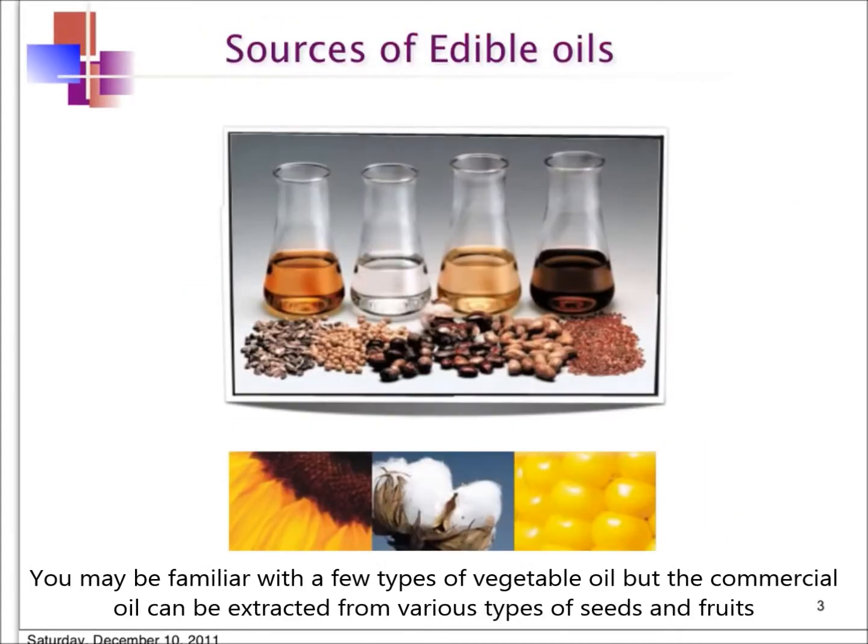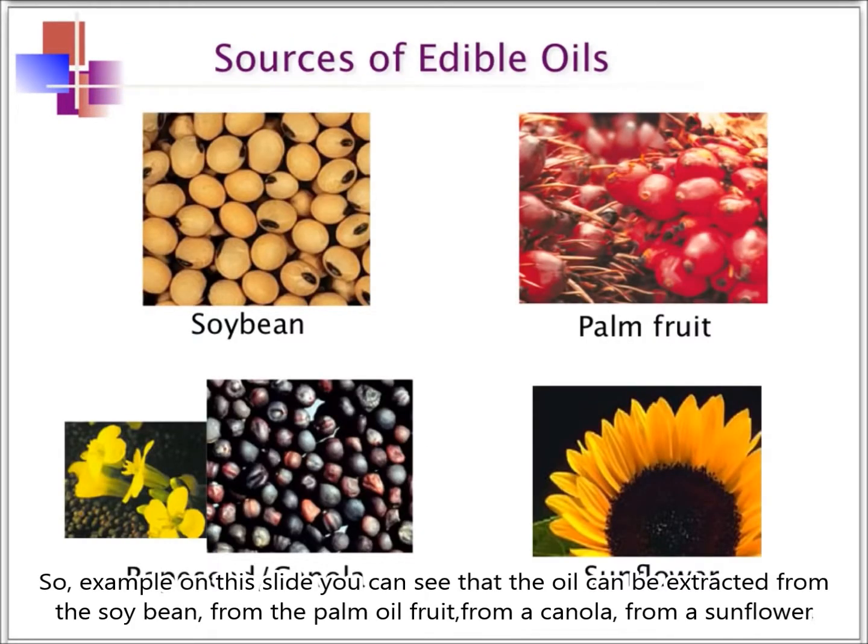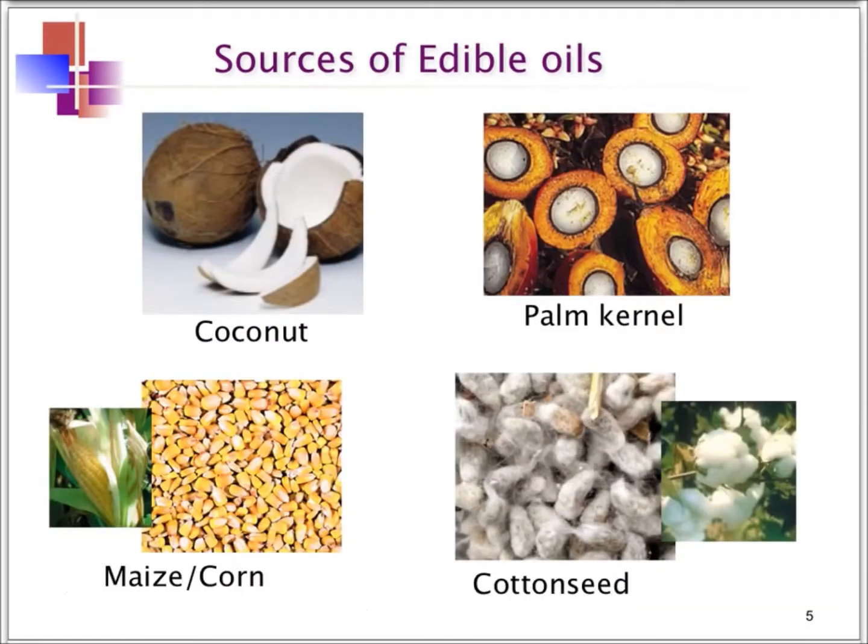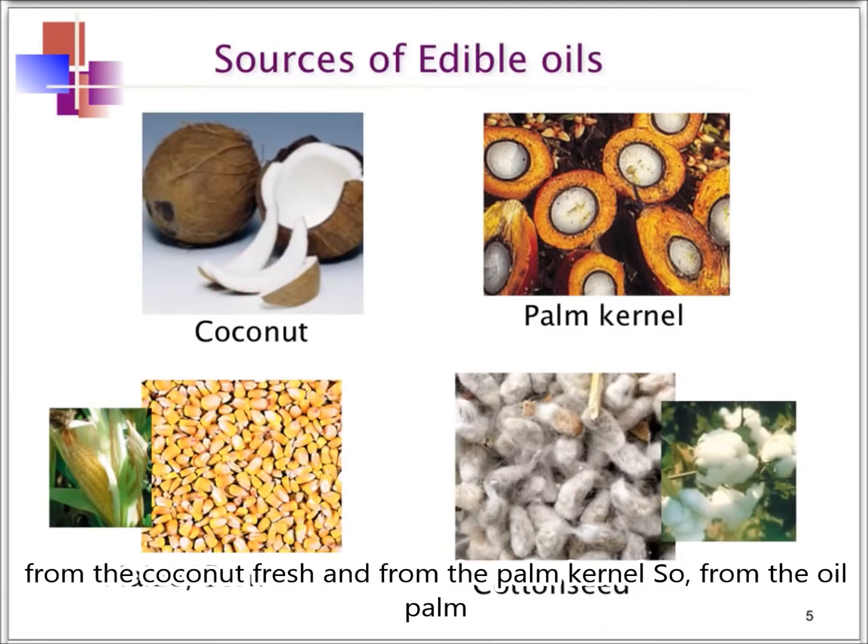You may be familiar with a few types of vegetable oil, but commercial oil can be extracted from various types of seed and fruits. So for example, on this slide you can see that oil can be extracted from the soybean, from the palm fruits, from canola, from sunflower, from the coconut flesh, and from the palm kernel.